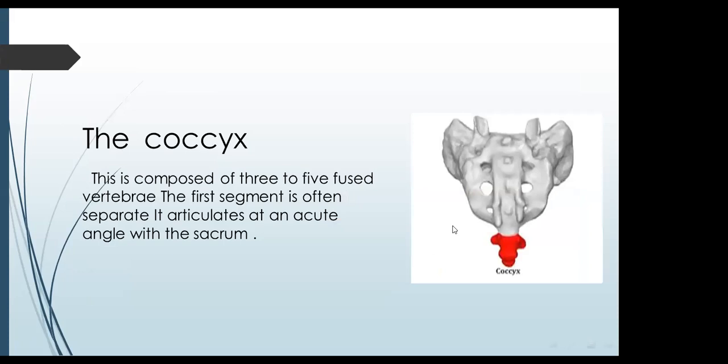The coccyx is composed of 3 to 5 fused vertebrae. The first segment is often separate. It articulates at an acute angle with the sacrum.